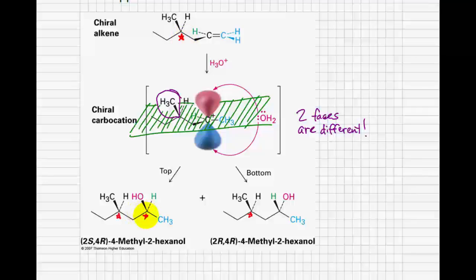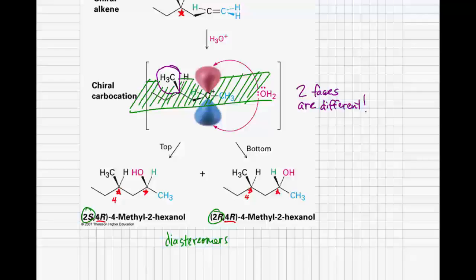Okay? I have options then, as for the other one. I could attack from the top, I could attack from the bottom, but look at our products here. Okay? One is the same, right? 4R and 4R, those are the same. Okay? The other chirality center is different. So when part of the molecule is the same and part of the molecule is different, these are diastereomers. And one will be favored over the other.